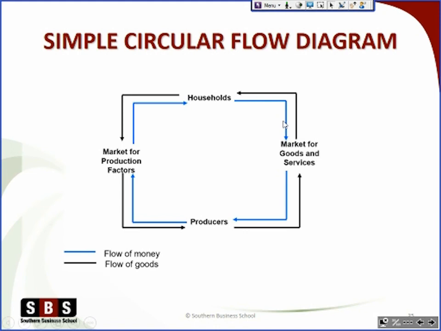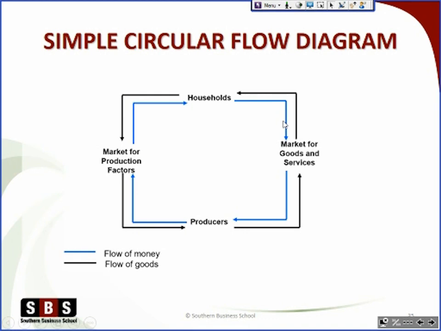And again, the producers have got to buy stuff to make the products, and that's why it flows back to the market of production factors. And from that, they buy labor, for instance, and that's why households get income, and they can spend again on the goods and services. So the flow of money is the blue arrows. Just make sure that you get the directions of the flows right.